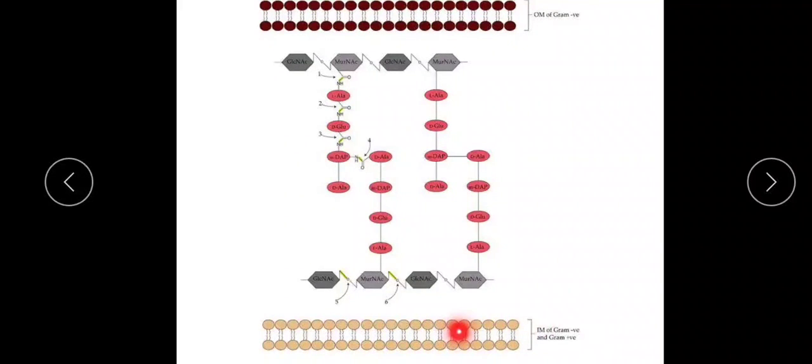So this is the inner membrane of gram positive and gram negative, that is their plasma membrane, and this is the cell wall layer. And OM represents the outer membrane. The outer membrane is applicable only to gram negative bacteria. So that is all.